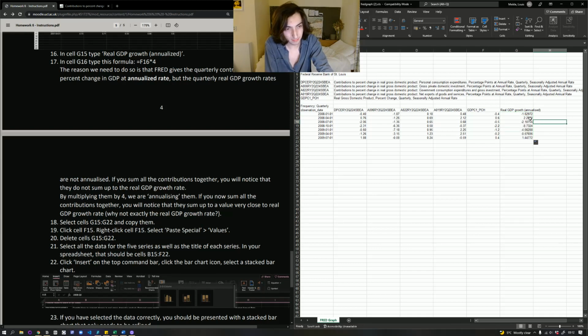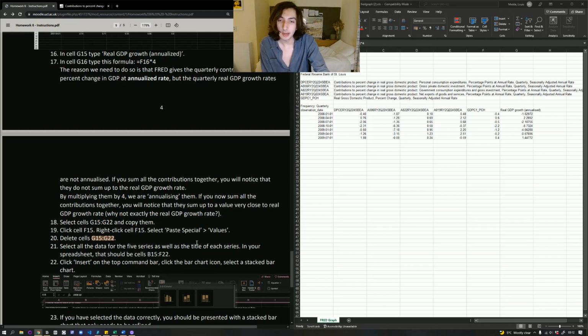You can now see it's filled in for GDP growth annualized by the formula we've used. For our first one we used F16 times 4, then F17 times 4, all the way to F22 times 4. And again, the range of cells aligns well with what we have here. So I still think it's the 2008 to 2009 bit.